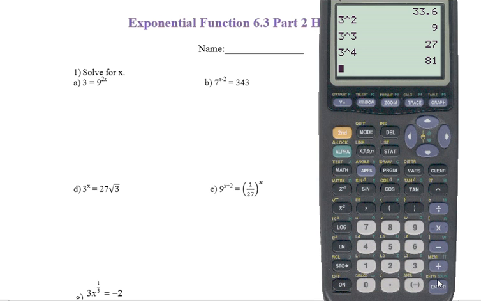Okay. If we don't find one, guess what method we have to use? If we can't make them the same base, graphical. Like if you had one base of 3 and one base of 5, you just can't make them the same. That's where we're going to learn about logs.